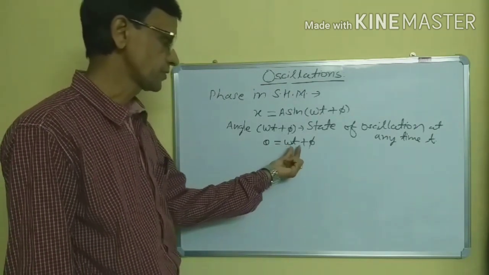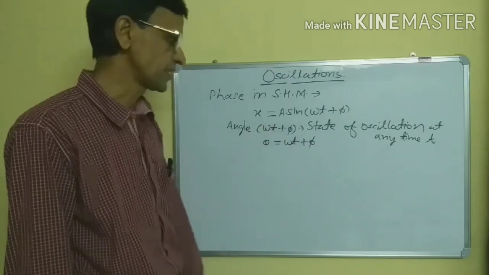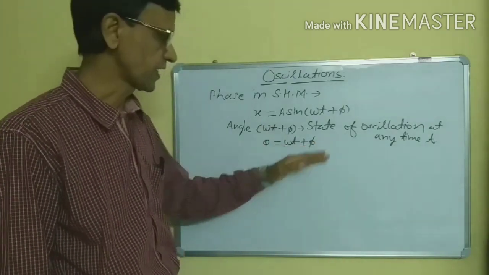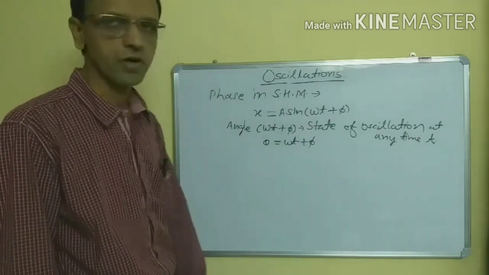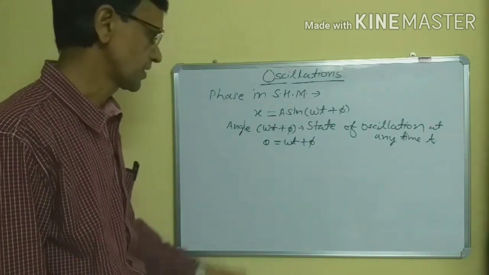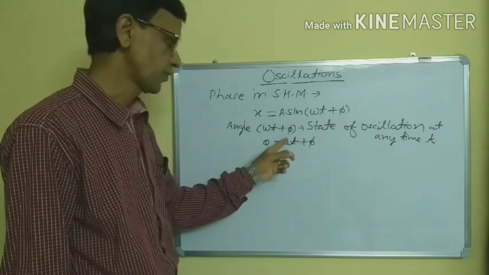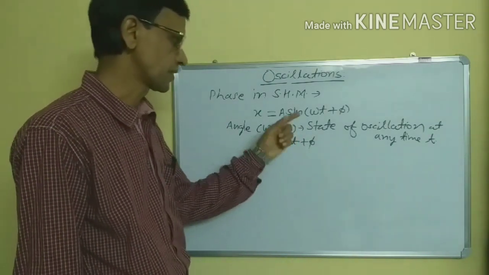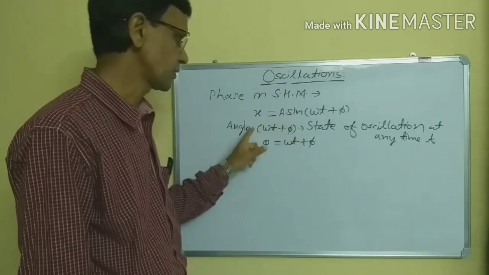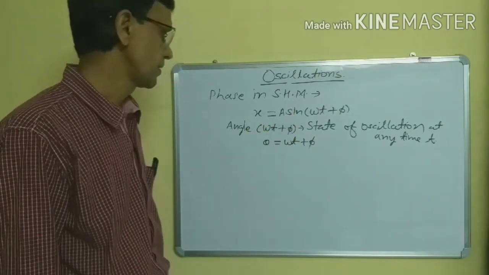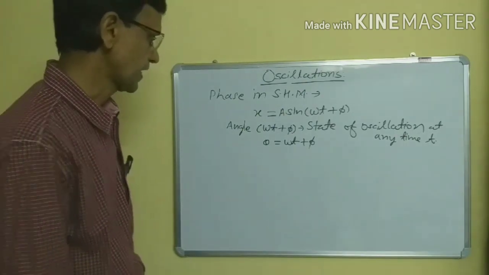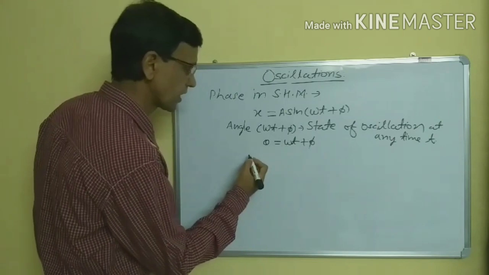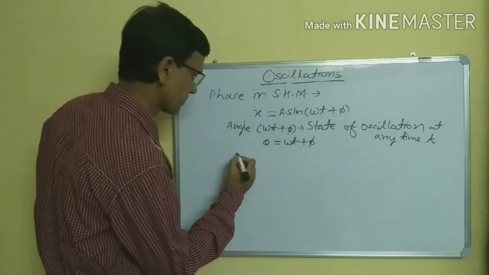So depending upon the time t, the value of theta is determined because phi is a constant. Angular velocity of the particle is also constant. Therefore, time t represents the factor which affects the total angle. We call it the phase angle. This angle theta, or omega t plus phi, is called the phase angle.